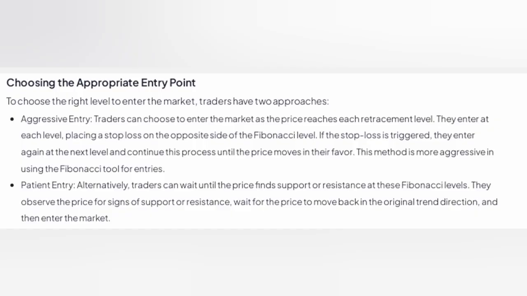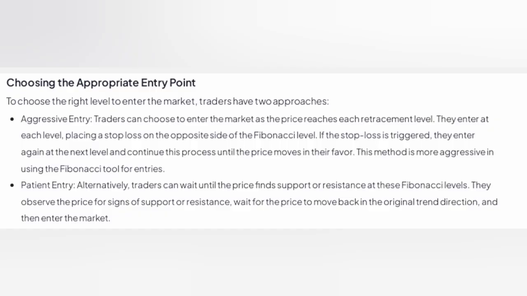Retracement levels: 38.2% level, 50% level, 61.8% level. Choosing the appropriate entry point. To choose the right level to enter the market, traders have two approaches. Aggressive entry: traders can choose to enter the market as the price reaches each retracement level. They enter at each level, placing a stop loss on the opposite side of the Fibonacci level. If the stop loss is triggered, they enter again at the next level and continue this process until the price moves in their favor. This method is more aggressive in using the Fibonacci tool for entries.